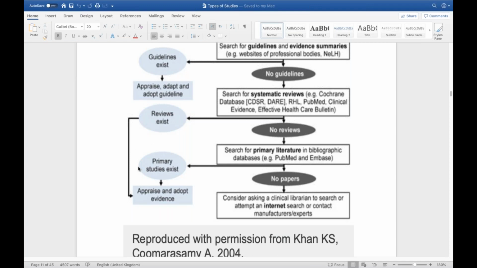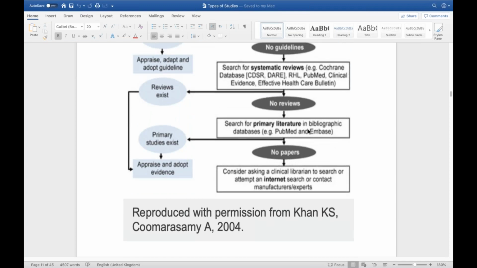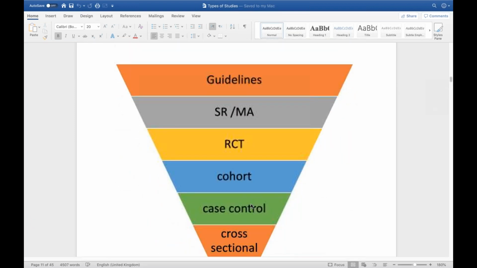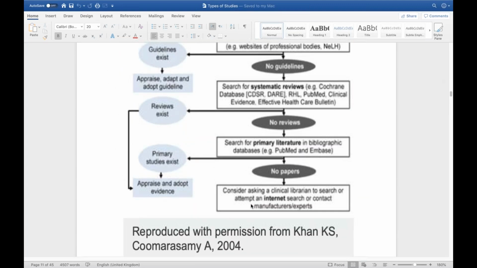If there are systematic reviews, appraise and adopt. That's it. You just use it. If there are no reviews, you have to go to PubMed or something. PubMed is one of the most famous websites you can look for research, PubMed or Embase or whatever. Just look for suitable papers and then weigh each paper according to this pyramid. How strong is this paper? And you have to critically appraise this paper and see, is it suitable for your patient or not?